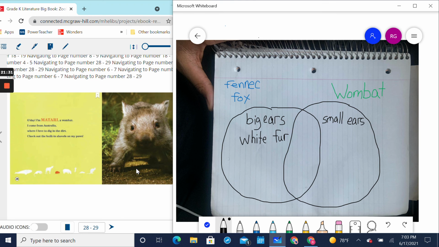Does the wombat have nice pure white fur like our fennec fox friend? No, he does not. He has gray fur, so we'll write that he has gray fur.